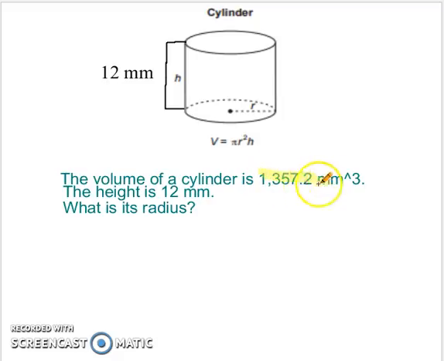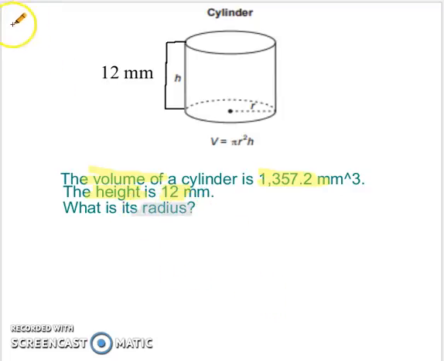So I have this number and I have this number. And then go ahead and highlight what each of those numbers is. So this number is the volume of that cylinder, and this number is the height of the cylinder. And then maybe highlight the thing that you have to find a different color. I need to find the radius.